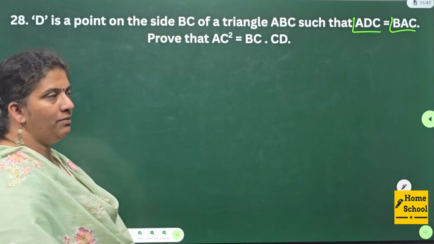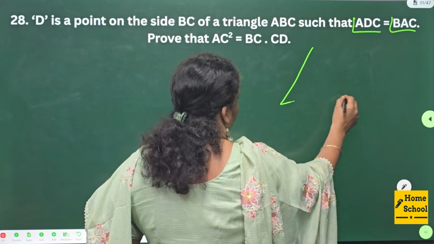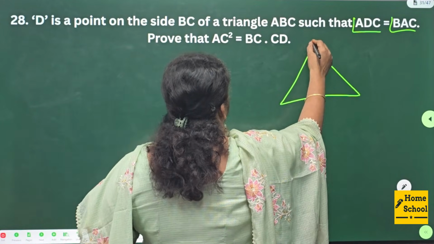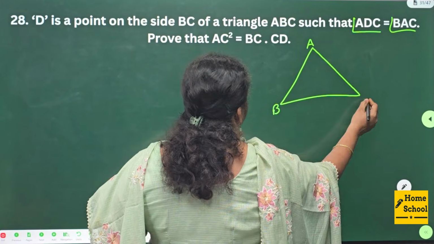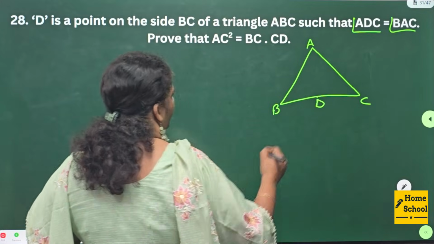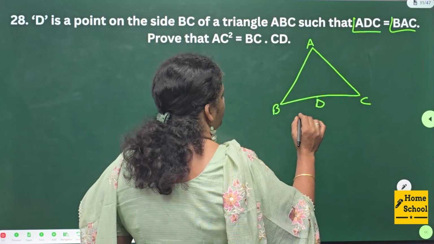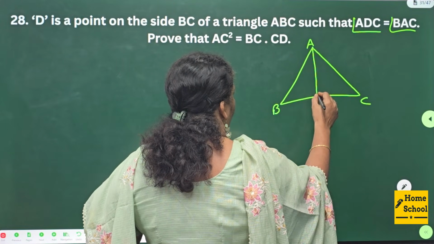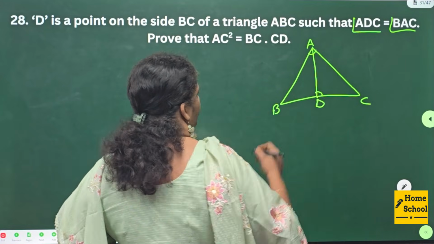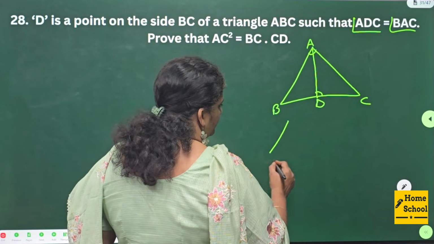28. D is a point on the side BC of a triangle ABC such that angle ADC is equal to angle BAC. Prove that AC square is equal to BC into CD. In order to prove this, let us take a triangle ABC. D is a point on BC of the triangle ABC such that angle ADC is equal to angle BAC. So let me try to split this triangle here.